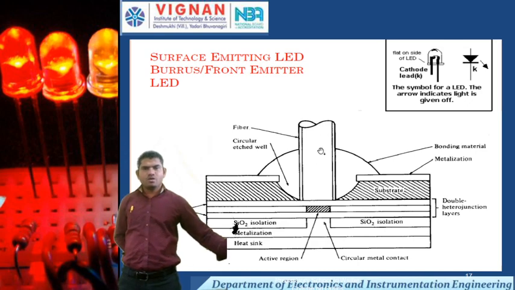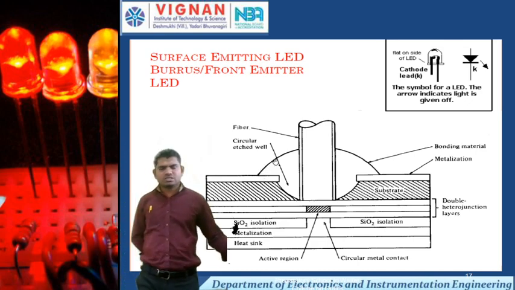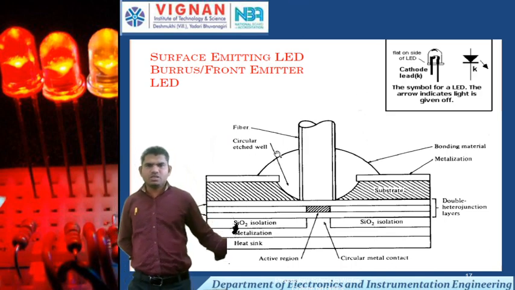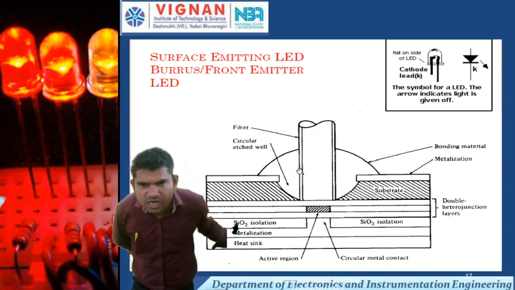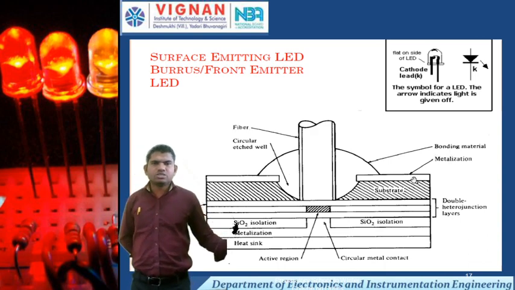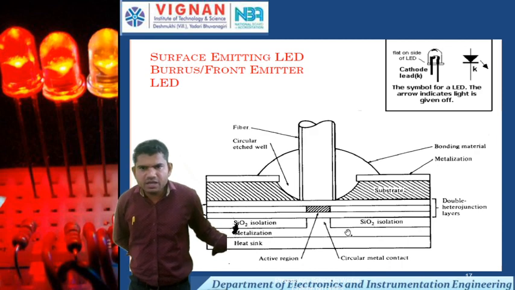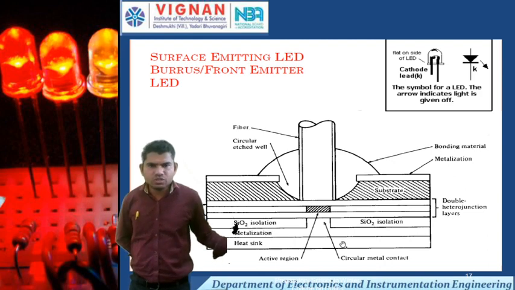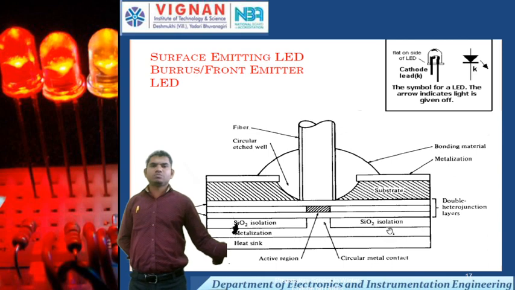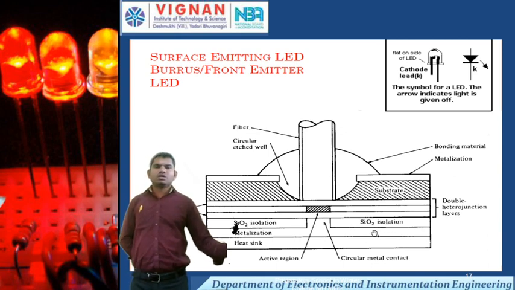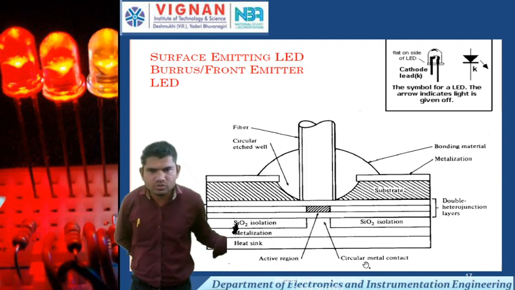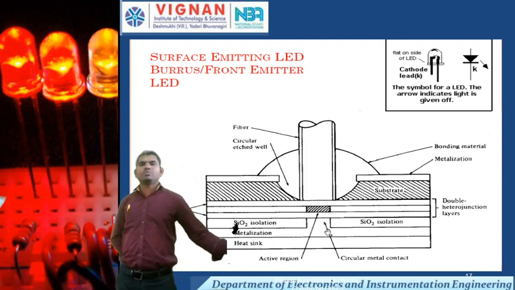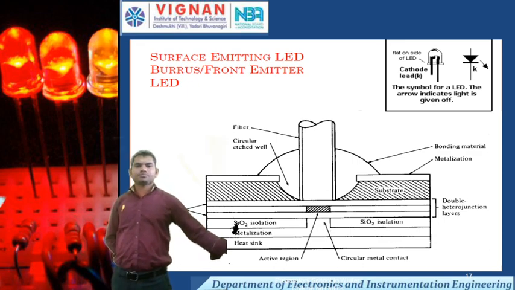This is a fiber, and this is a circular well. This is the etched well, the bonding material and the metallization layer, and this is the substrate. This is our active medium. For the substrate, for joining purposes and isolation, I am using silicon dioxide isolation, and a circular metal contact to join the different materials. This is the surface emitting LED structure.